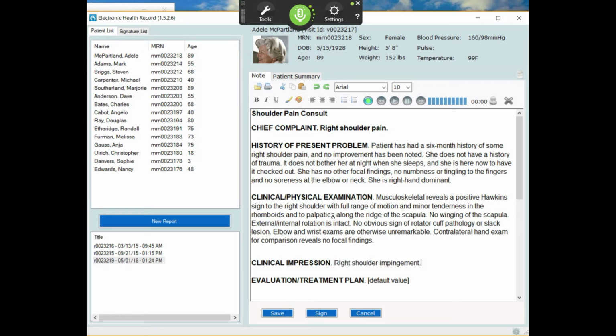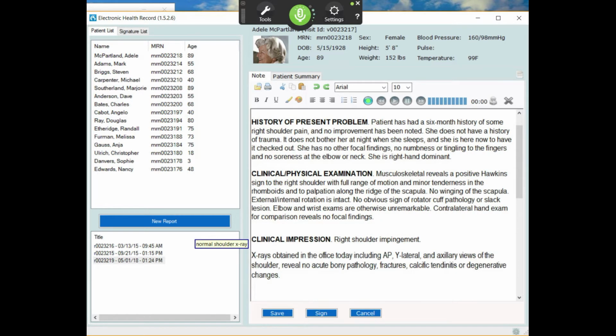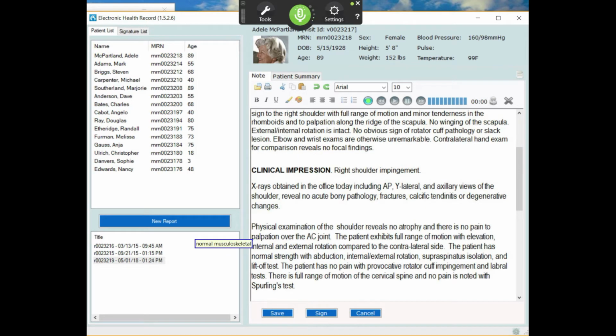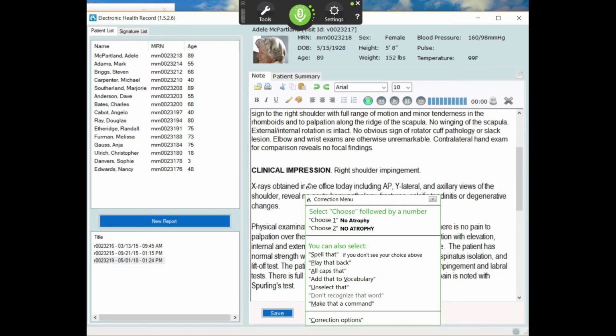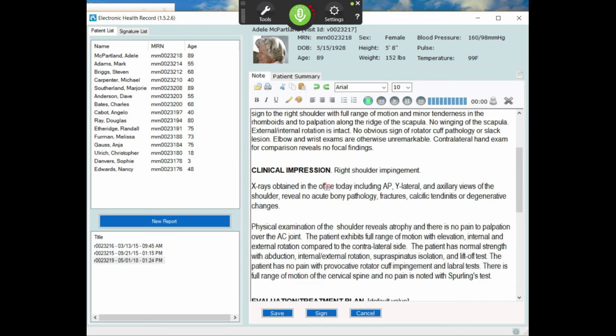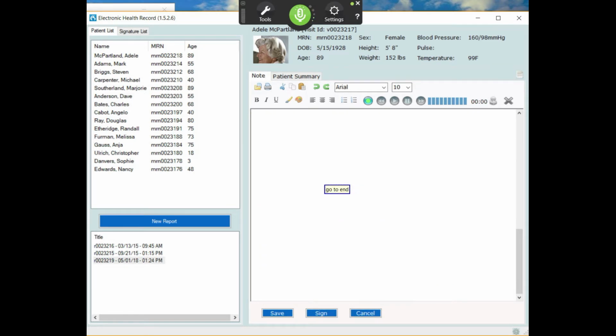New line. Normal shoulder x-ray, normal musculoskeletal, select no atrophy, atrophy, go to end, previous field.